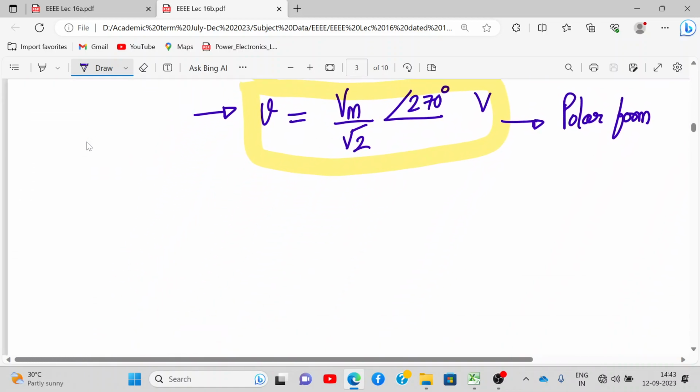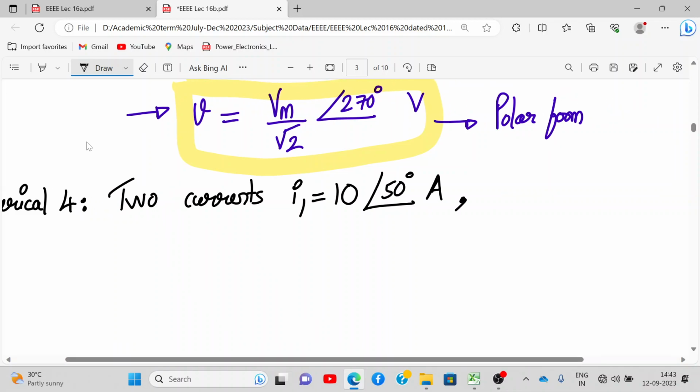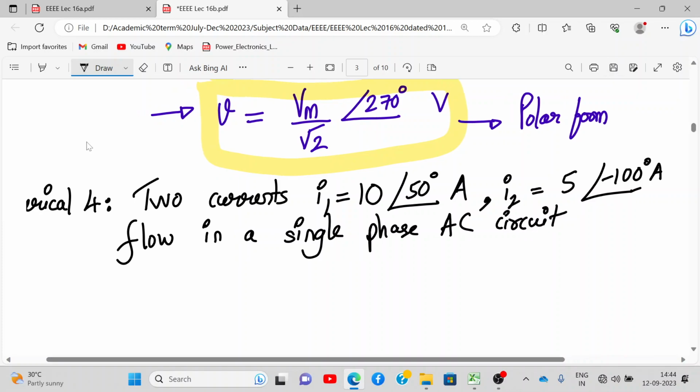Now write down numerical number 4. Two currents: I1 is 10 angle 50 degrees amperes, and I2 is 5 angle minus 100 degrees amperes, flow in a single phase AC circuit.